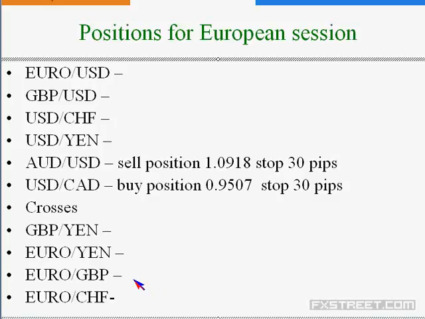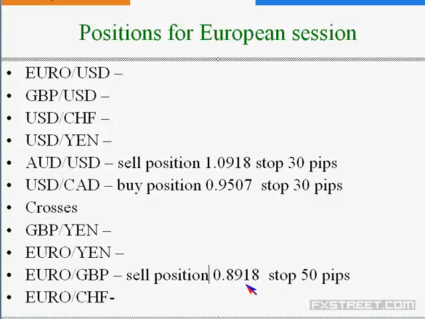They are doing consolidation. Euro GBP 0.8919. They are near the high now. Okay. Sell. Okay. 0.8918 with 50 pips stop. So it will be sell position.